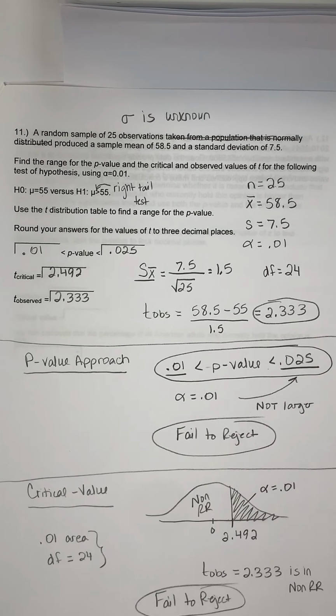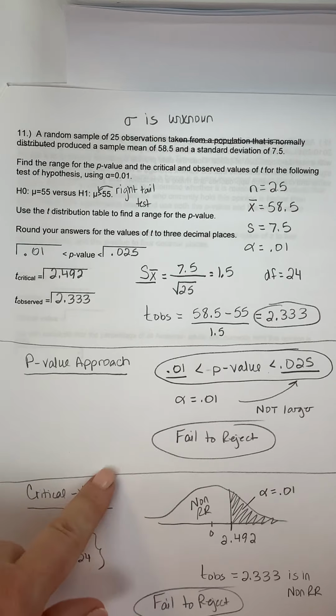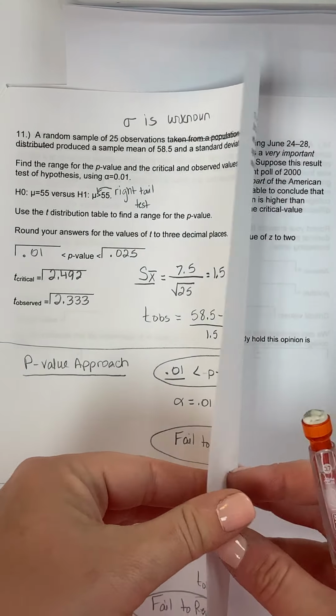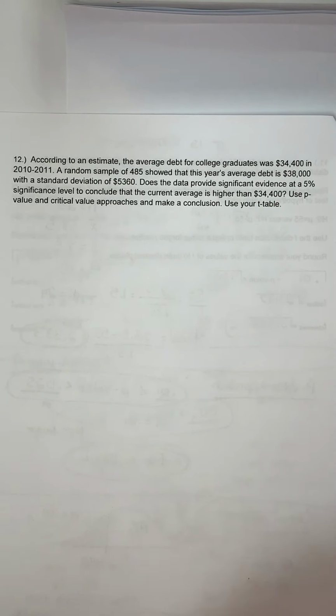All right, let's do one more of the sigma unknown, and then we're going to get into some proportion problems, and those will go a little faster because we won't have multiple steps like this to do. The reason I want to do one more, because I know you're very good at this by now, is because I want to ask you a question. All right, let's get number 12 handled, and then let's look at our T-chart a minute.